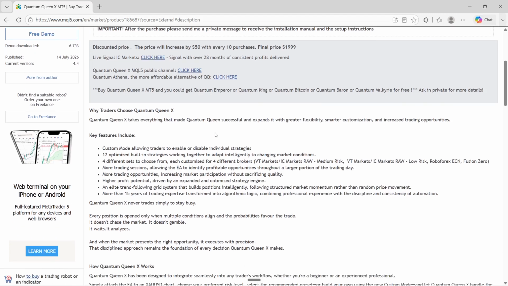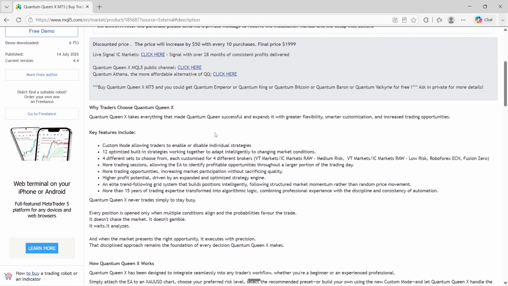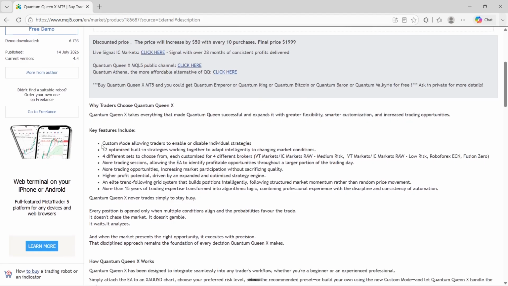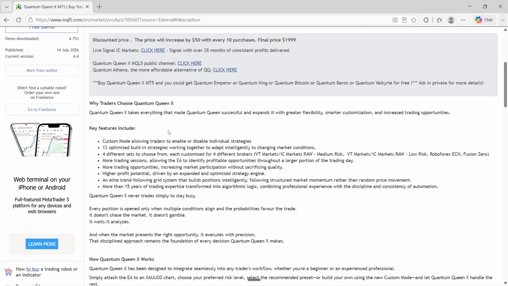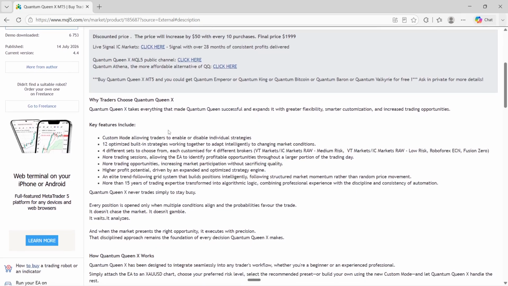As for the key features, they include the custom mode for strategy selection, multiple broker-specific set files, medium and low risks for different brokers, multi-time frame compatibility, continuous 24/5 analysis, plug and play defaults, and the trend following grid components.